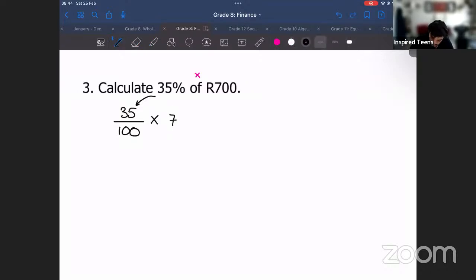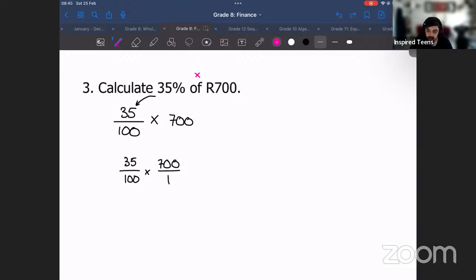Okay, let's just do this, 700. We're going to have 35 over 100 multiplied by 700 over 1. Convert both to fractions. Now, you'll see when we do multiplication of fractions, you always just multiply in a straight line. Numerator by numerator, denominator by denominator.